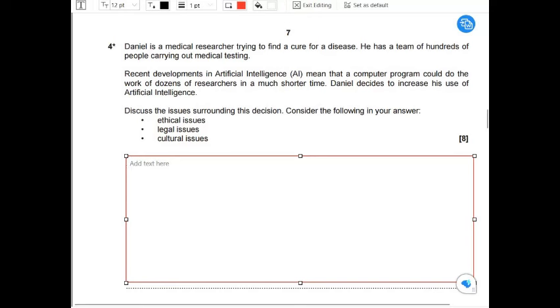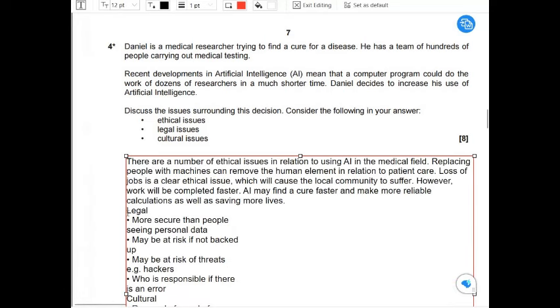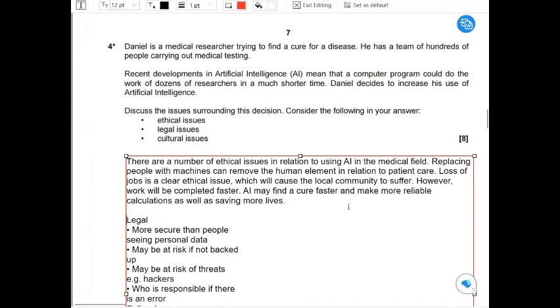So this sort of question is where we've got to make a plan on how we're going to do it. So how are we going to actually structure this? This is what we could say. So one example, there are a number of ethical issues in relation to using AI in a medical field. If we replace people with machines, that's going to remove the human element in relation to patient care. Because an AI system is not exactly going to have feelings in the same way a human has feelings, that empathy and that compassion. The AI machine is just going to do what it's told, whereas a human will do what it's told, but they will show that empathy, that compassion.